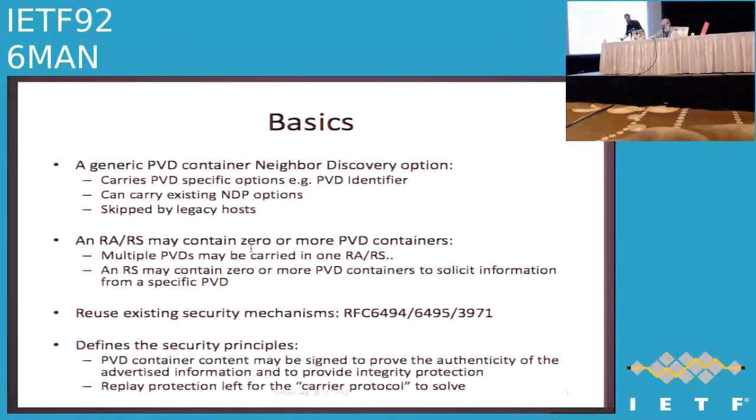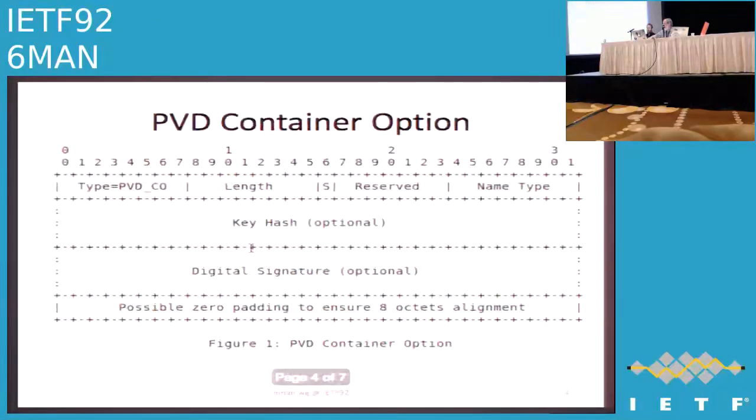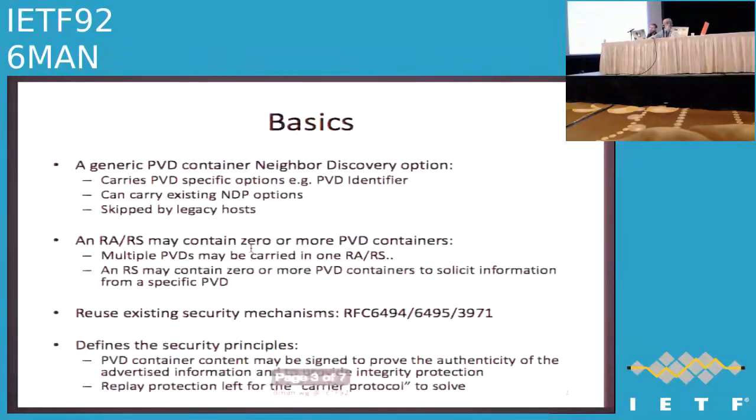I'll show you an example of an RA that contains this, which has duplicate information: one with provisioning domains and one without, so that a legacy host can also get configuration information. And we again made an efficiency decision. We said an RA can have information from multiple provisioning domains. Let's say you go to a Starbucks, you could get information both from the Starbucks and from your corporate VPN if they have an agreement with Starbucks.